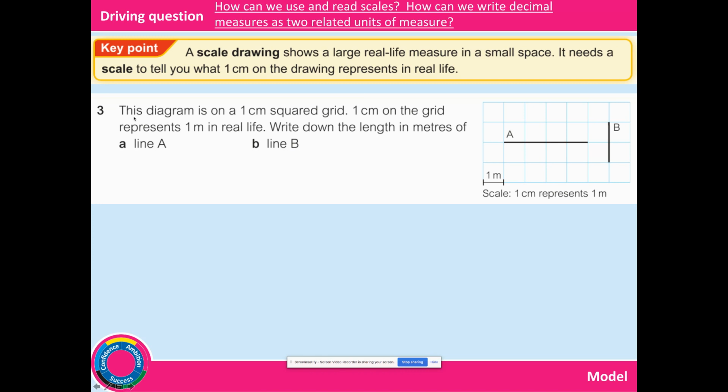So question 3, it tells us this diagram is on a 1 centimetre squared grid. 1 centimetre on the grid represents 1 metre in real life. Write down the length in metres of line A. So we just look, we've got 1, 2, 3, 4 1 centimetre squares. 1 square is 1 metre, so we've got 1 metre, 2 metres, 3 metres, 4 metres. So line A is 4 metres. So line B, we've got 2 squares, so 1, 2 metres.